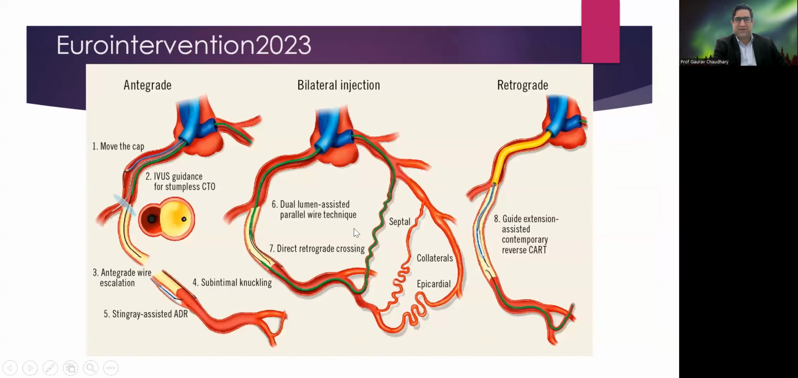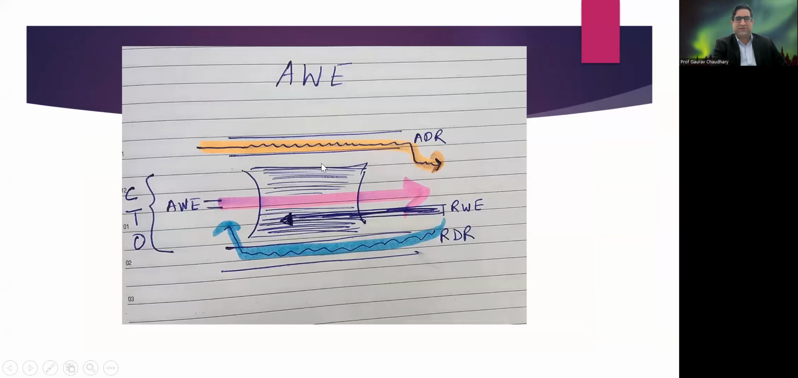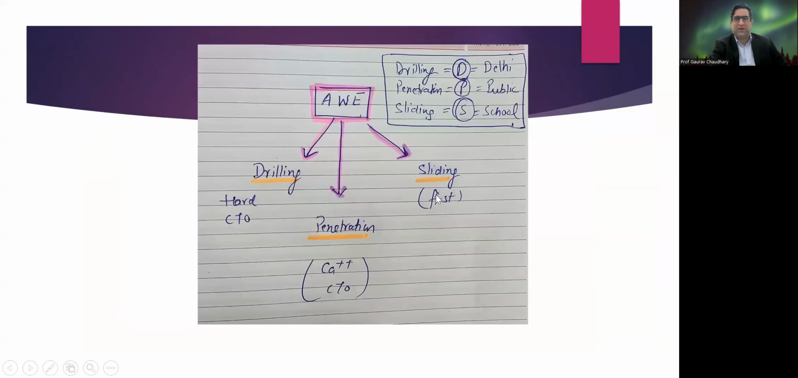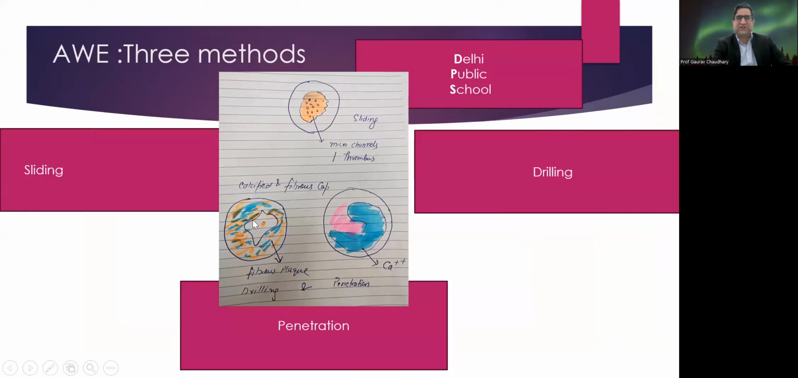We should take the bilateral injections and we should carefully analyze the proximal stump of the CTO. And this is how the antegrade wire escalation should go, from the proximal CTO cap through the CTO body and into the distal lumen. So these are the three types: drilling, penetration, and sliding. And sliding should be the first thing that should be tried. We should look for the microchannels.